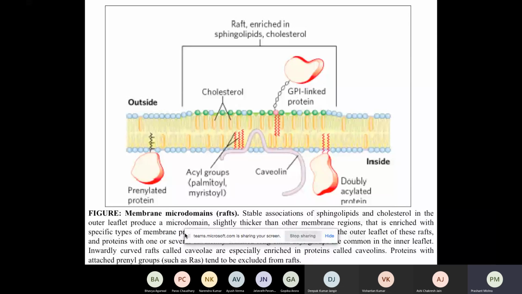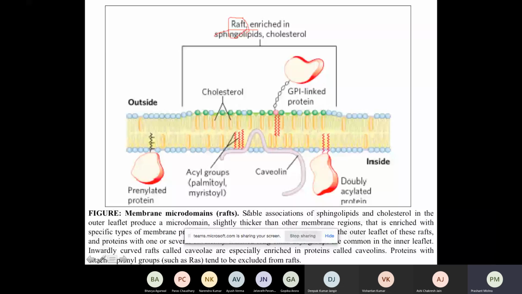Now here are certain microdomains which are present in the membrane. And what are these microdomains known as? These microdomains are known as rafts. This is a relatively new concept. It was not known earlier that the membrane also has a specific structure. There are certain portions of the membrane which are enriched in sphingolipids and cholesterol. A membrane part which is rich in sphingolipid and cholesterol is termed a raft in the membrane, and these are basically the microdomains.